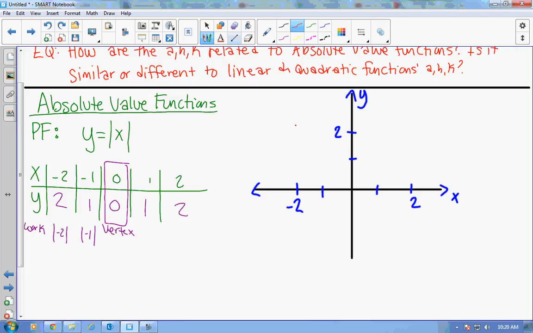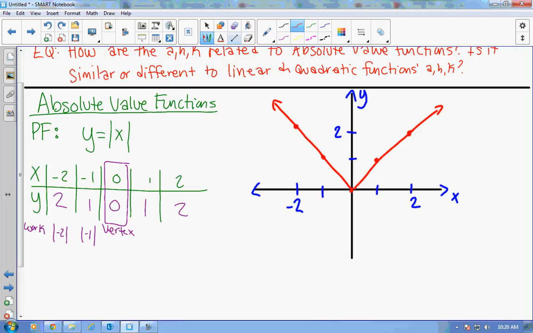Okay, what's the shape? How many lines are there? I heard someone say a line. How many lines are there? There are 2. There are 2 pieces. One comes down here with a negative slope, and then it turns and we have a positive slope. And it is shaped like a V, like someone else said.